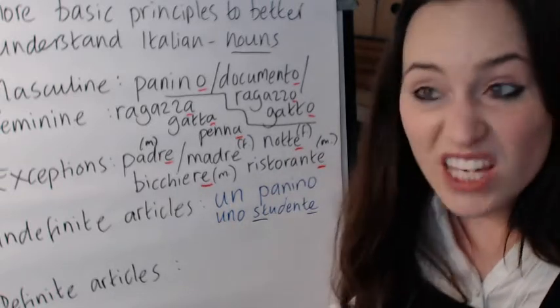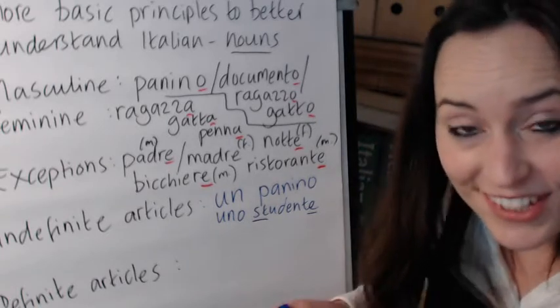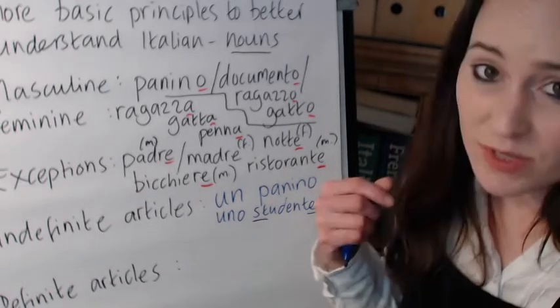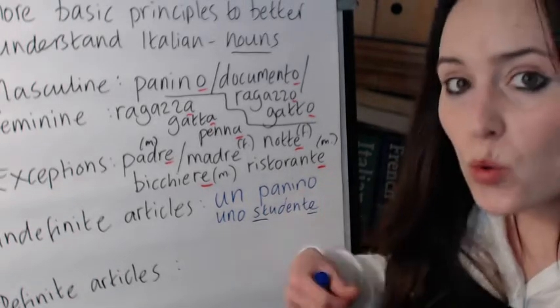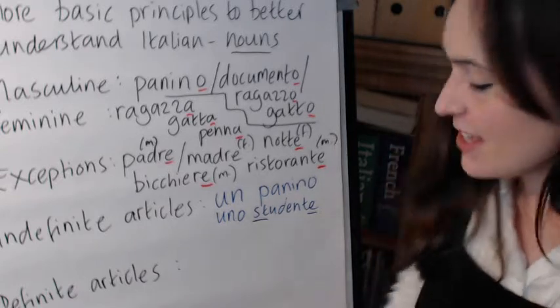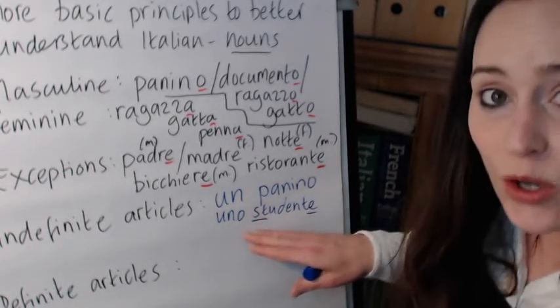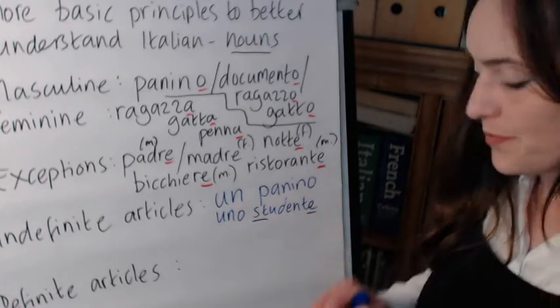So let's have a look at another example. Words that begin with Y, there aren't that many of them in Italian, so yogurt is one. Uno yogurt. Words that begin with Z, like zaino, the word for backpack. Uno zaino. Okay? So that's why you sometimes see uno followed by a masculine thing. But normally you'll see un.